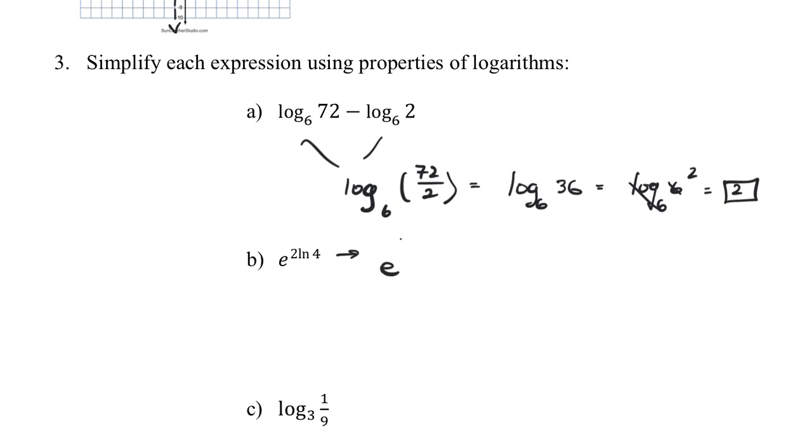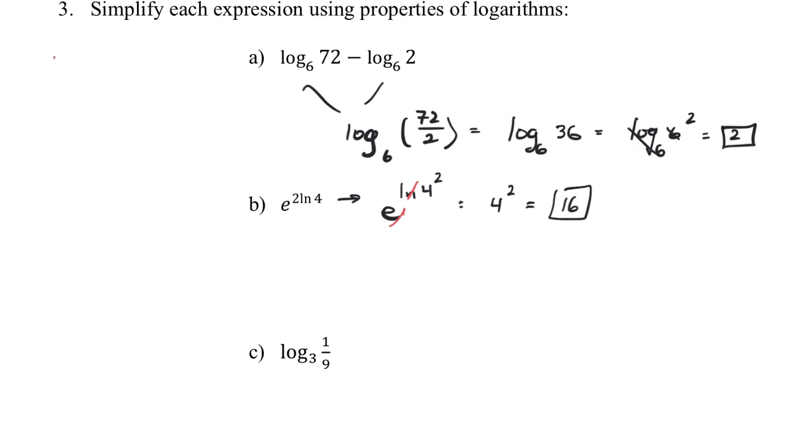So we have e, and then the exponent is natural log of 4 squared. Now that there is no value in front of the natural log, and it's an exponent with a base e, those are going to cancel each other out. So that leaves 4 squared, which is 16.